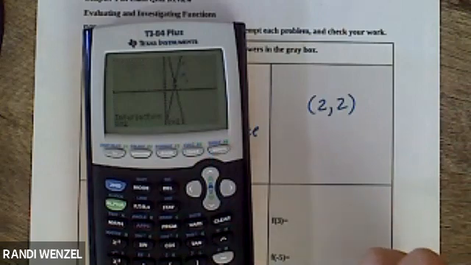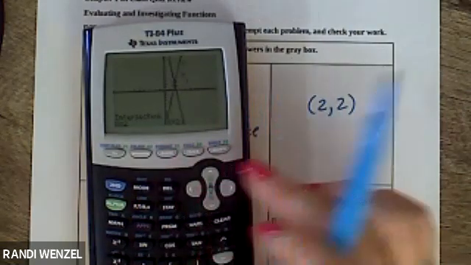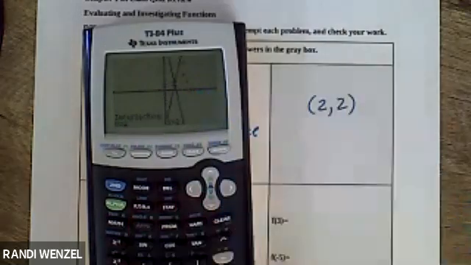Remember, if there were two points of intersection, you would have to do that process one more time. You need to move the little cursor that shows up on the screen close to whichever point you're finding.